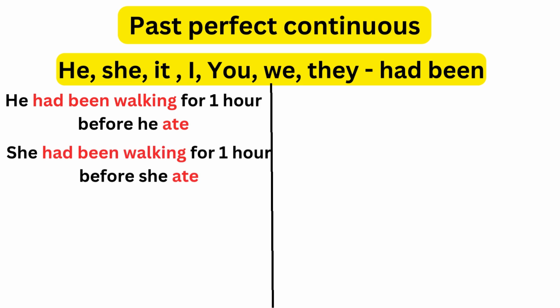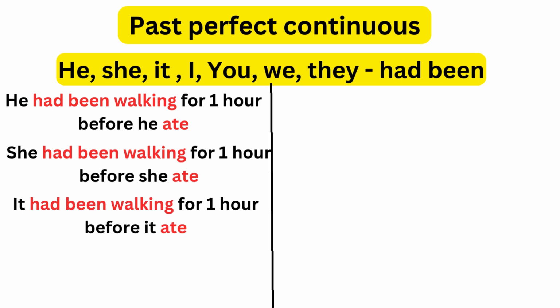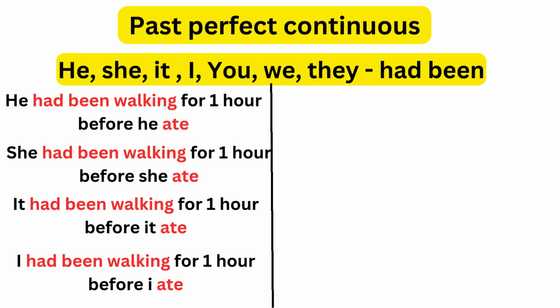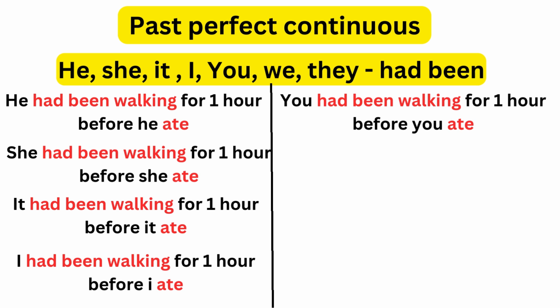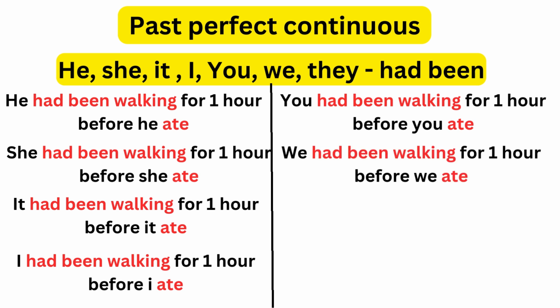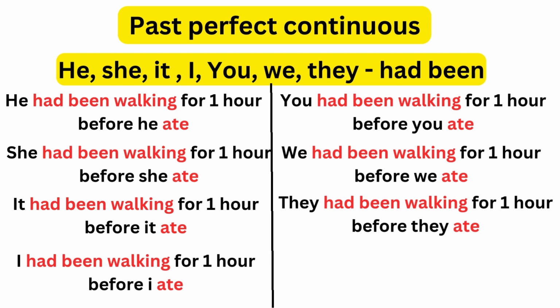She had been walking for 1 hour before she ate. It had been walking for 1 hour before it ate. I had been walking for 1 hour before I ate. You had been walking for 1 hour before you ate. We had been walking for 1 hour before we ate. They had been walking for 1 hour before they ate.